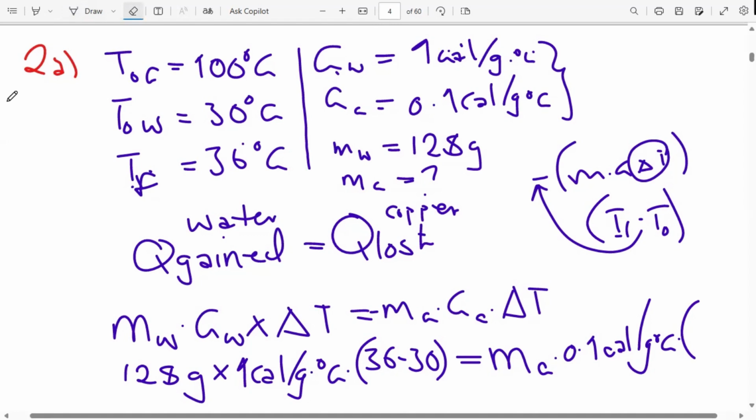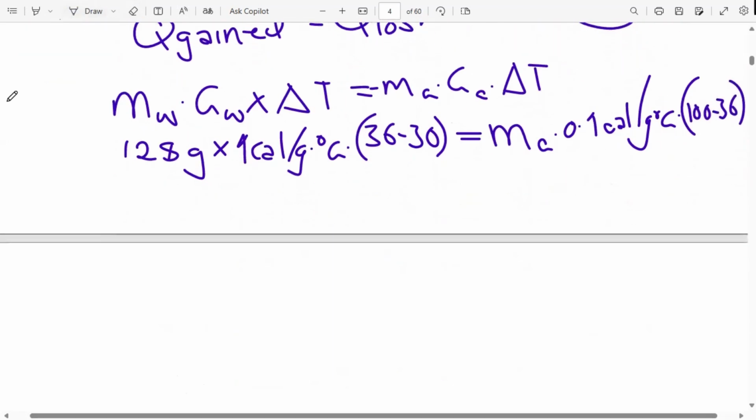So the T initial is what? The T initial is 100 minus 36, like that. What we're looking for is the mass of the copper. So I'll continue. I'll multiply what is here. Here I have my 6, so I'm going to say 128. The gram and the gram are going to cancel out here. The degree Celsius on the temperature and the degree Celsius here are going to cancel out.